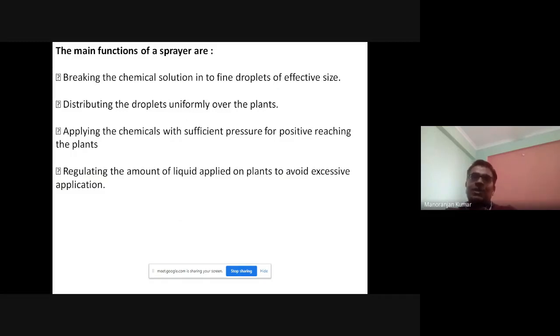First, it will break the chemical solution, meaning fertilizer solution, into fine droplets, so the plant can uniformly utilize all these chemicals. Second, distributing the droplets uniformly over the plant. Third, applying the chemical with sufficient pressure so that it can reach all the parts of the plant. And fourth, regulating the amount of liquid, because when you apply fertilizer in the field without the sprayer, sometimes more fertilizer reaches the plant and sometimes less. So it will regulate the amount of liquid applied on the plants to avoid excessive application.